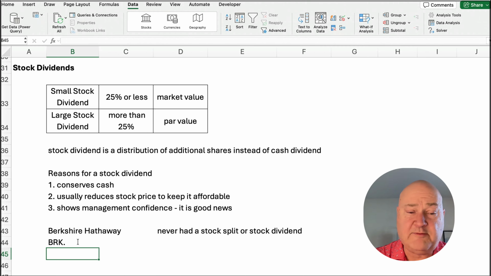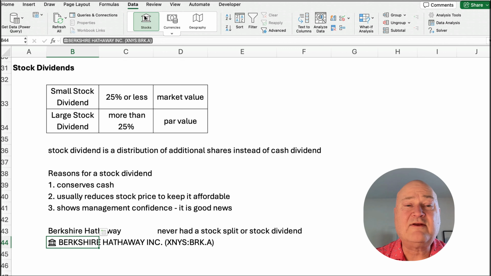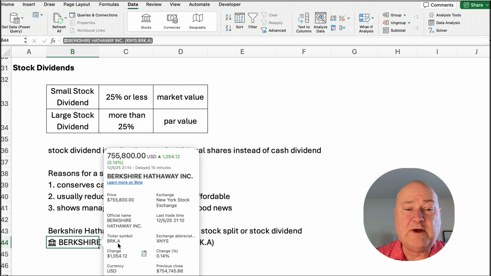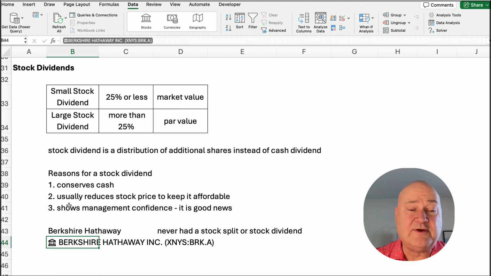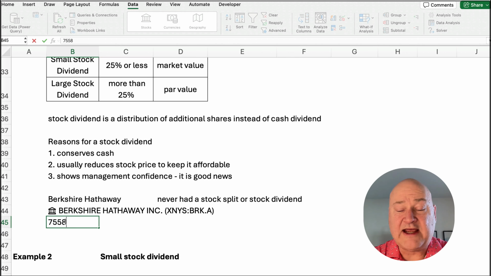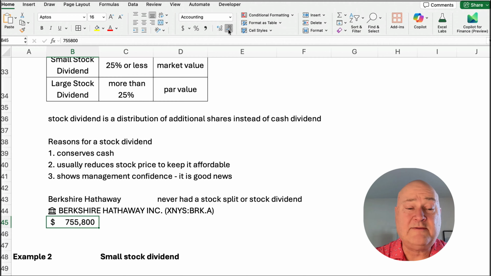Berkshire Hathaway is BRKA. It's the A shares, the A class. So if we go to data, stocks, Berkshire Hathaway, let's see what the price of Berkshire Hathaway is. Well, it's $755,800. So I'm going to type this in so you can see it. $755,800. That's for one share. $755,800 for one share of stock is the stock price for Berkshire Hathaway today.